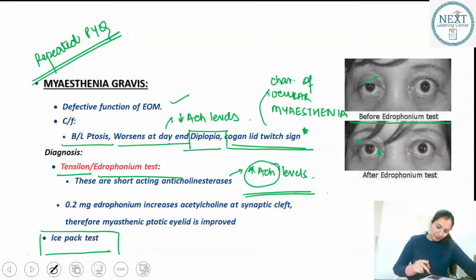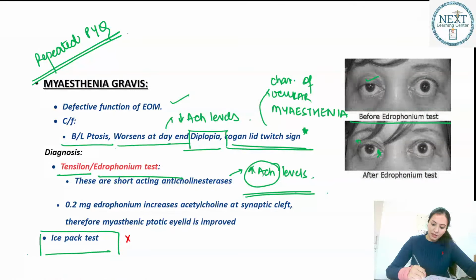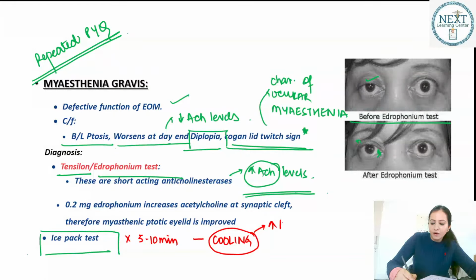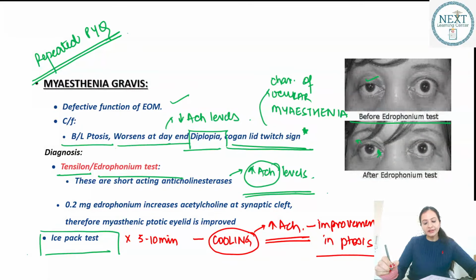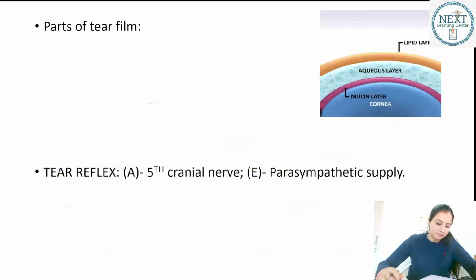What happens in the ice pack test? If we keep the ice pack on the patient's eye for 5 to 10 minutes, there will be cooling, and it is said that cooling increases the level of acetylcholine, thereby leading to improvement in ptosis. So any ptosis increasing by end of day with diplopia and improvement in Tensilon test or ice pack test is a case of ocular myasthenia gravis.